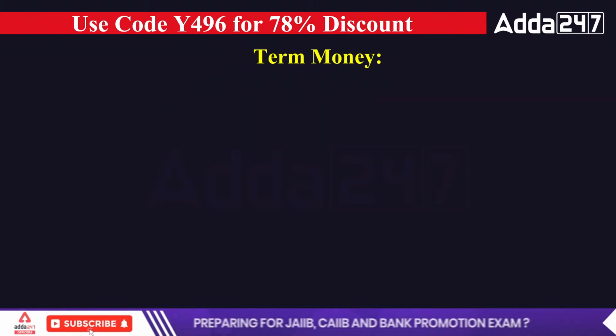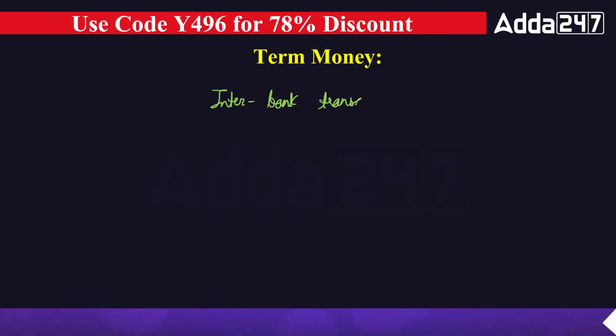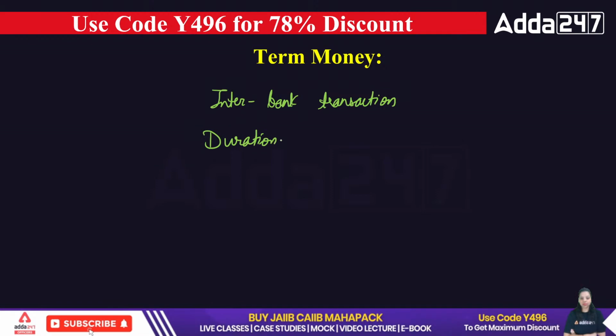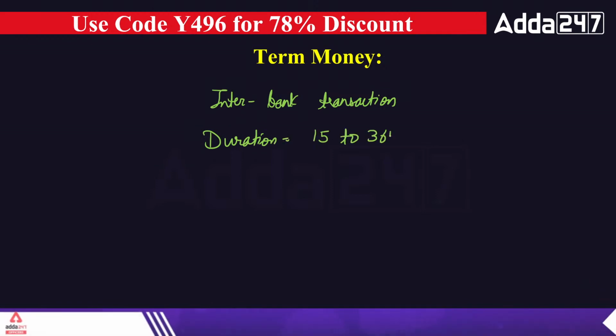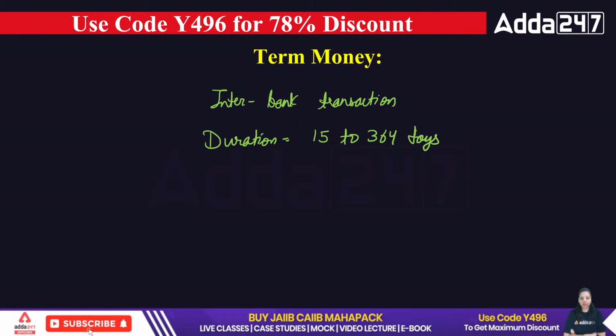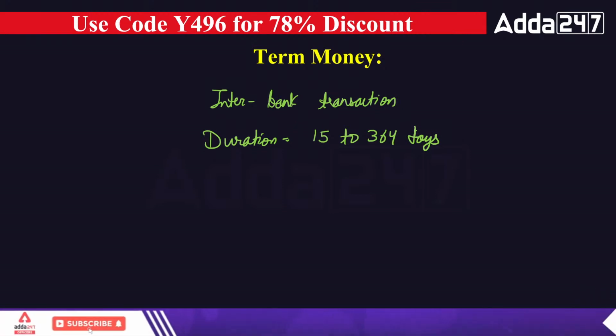Now the third one is term money. Under the term money, again the interbank transaction will happen. It's also an interbank transaction. And this interbank transaction duration will be more than 14 days. It means from 15 to 364 days. So when banks are giving loan to each other for 15 to 364 days, that will be known as term money.